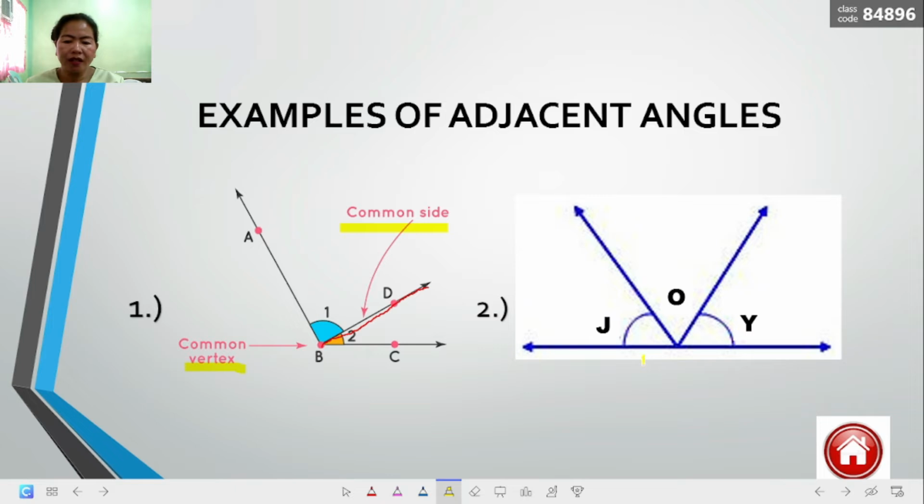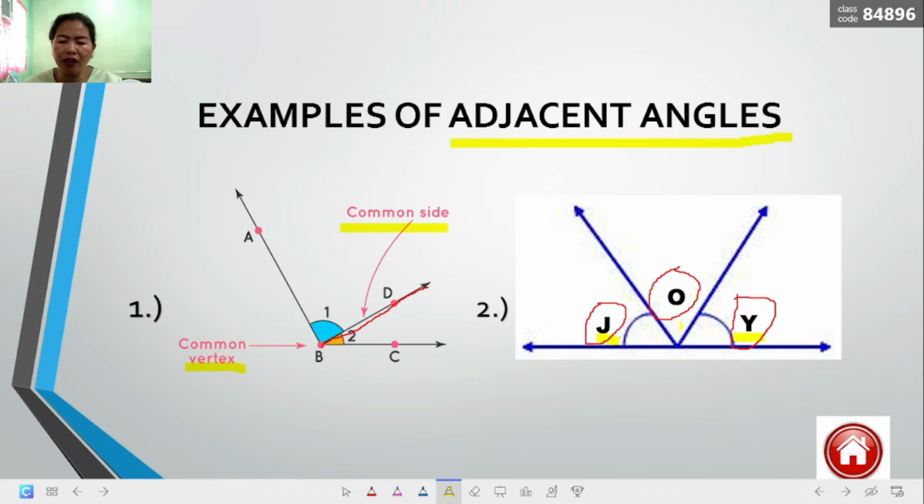This is example number 2. If you have seen in the illustration, there are three angles illustrated: angle J, angle O, and angle Y. So let us try to identify which of these angles are adjacent angles. In this illustration, by definition, adjacent angles share a common vertex and a common side. So with this example, angle J and angle Y do not represent adjacent angles because there is an interior point between the two angles, which is O.